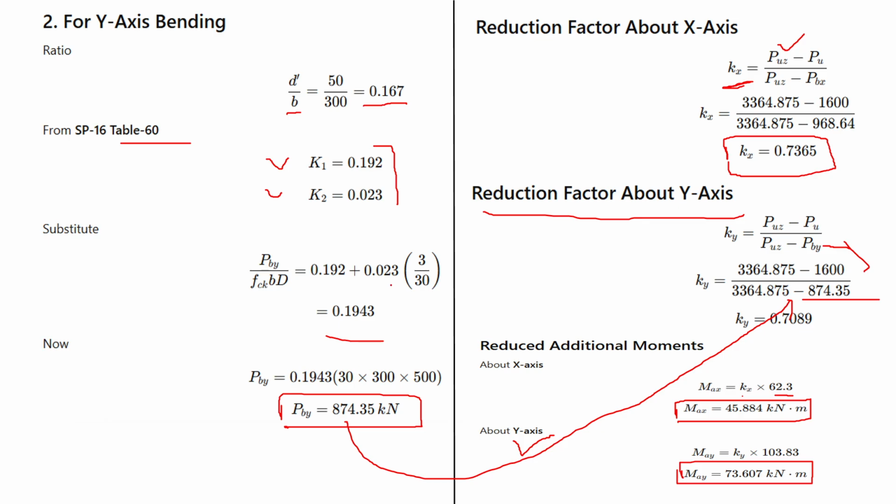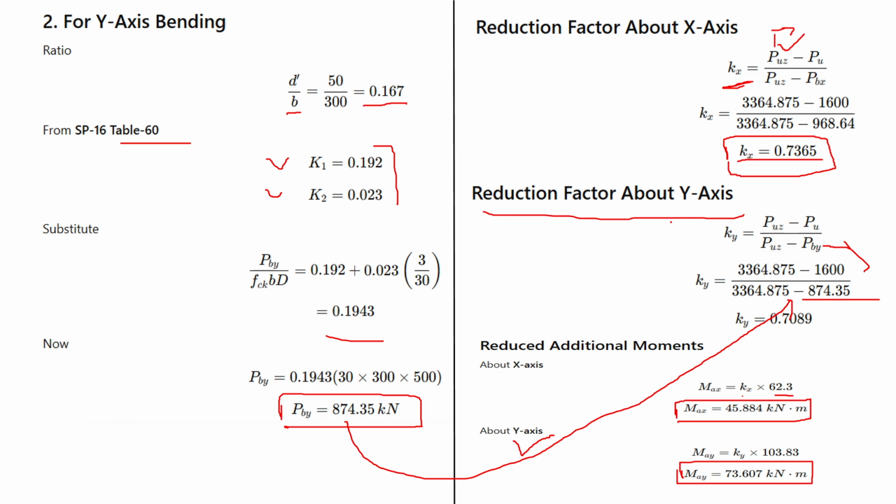After getting the PBX and PBY, I will find out the reduction factor about the x-axis. PUZ is the ultimate axial load capacity of the column. How to use this formula is given in the code, page number 71. You will find out the PUZ, and after putting in all the required values, because you have already found all the values, you will find the kx value, that is the moment reduction factor about the x-axis.